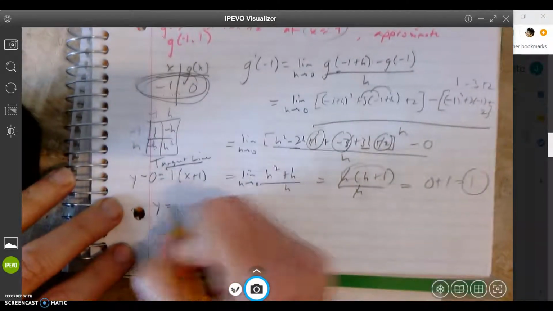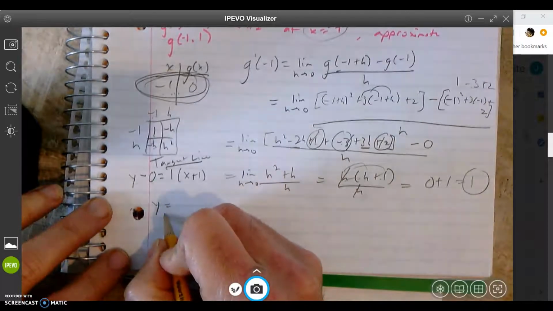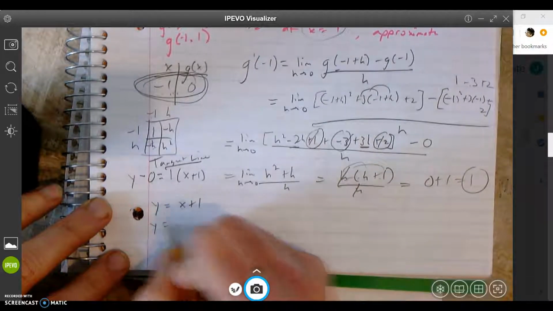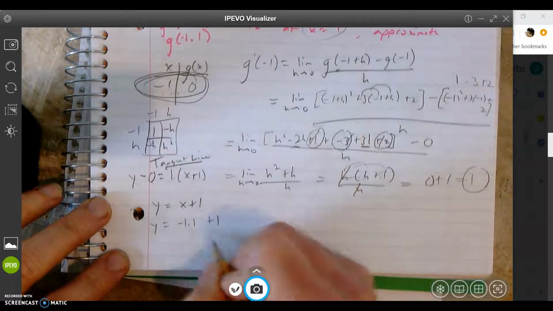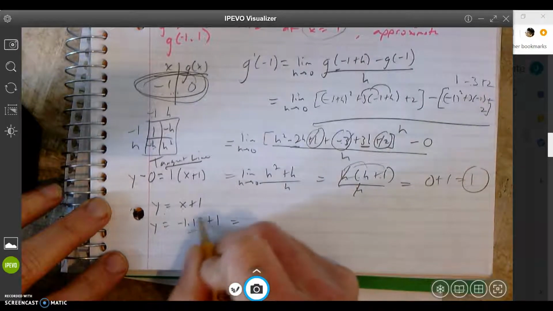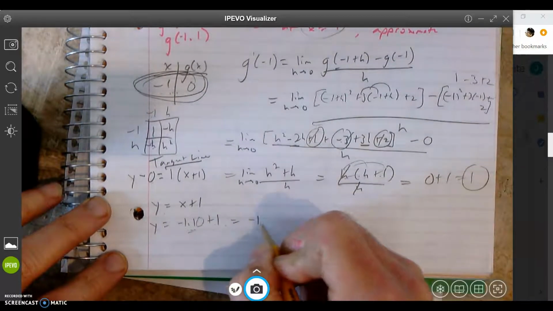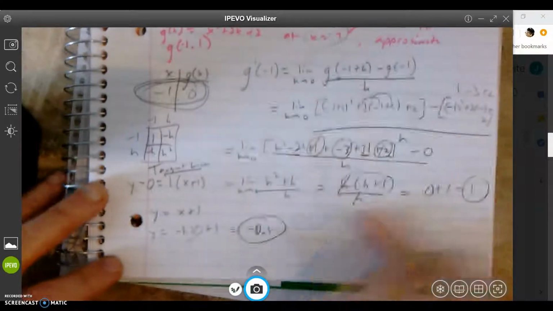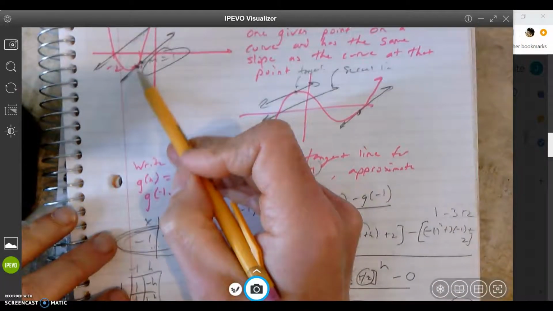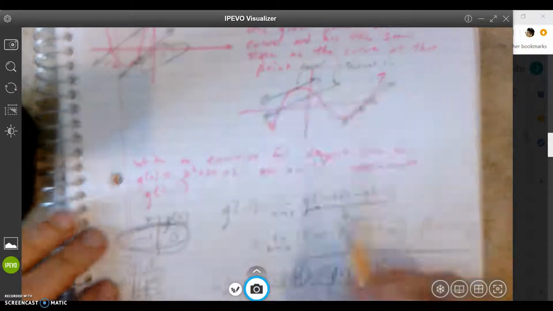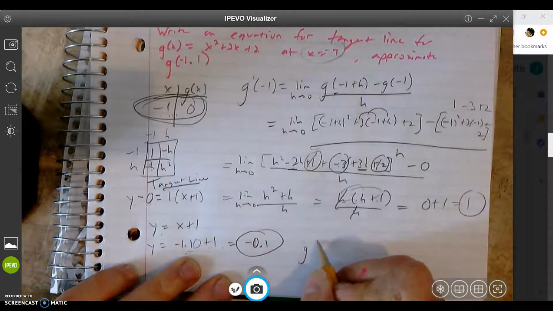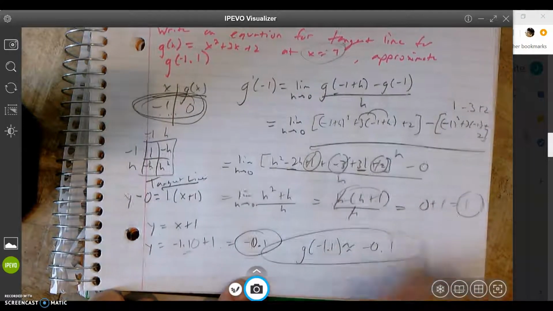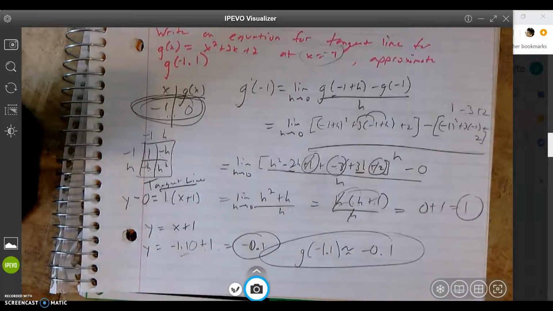So now I need to approximate. So y minus 0 is y. 1 times anything is itself. And so now I need to approximate -1.1 on the line. So that's -1.1 plus 1 is -0.1, right? And that -0.1 is much better than 0.9. Just looks like that. Yeah, cool. That looks good. And so g of -1.1 is approximately -0.1. Got it.